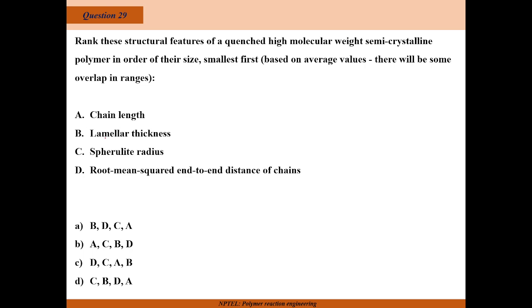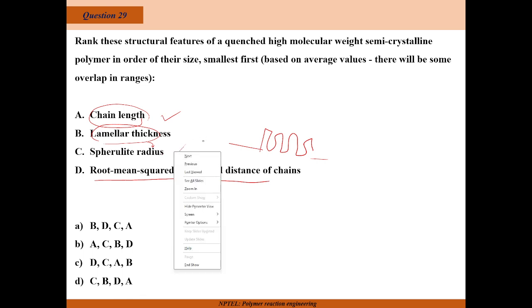The smallest among these is the lamellar thickness. It basically comes within the spherulite radius itself. The lamellar thickness is much smaller than the spherulite radius, so it is the smallest. And the next one is the root mean square end-to-end distance of the chain. But the chain is actually folded also, so when we expand the entire chain length, that will be much larger. So chain length is the largest, followed by the spherulite radius, then the root mean square end-to-end chain distance, and finally the lamellar thickness.